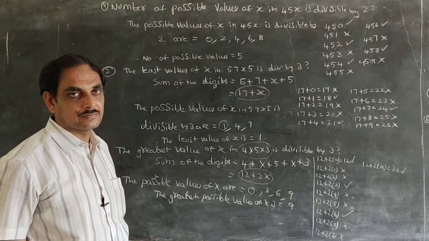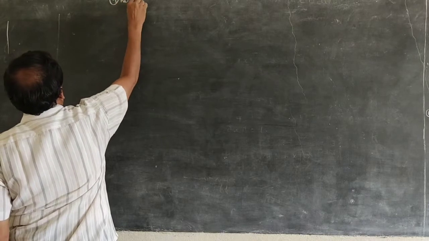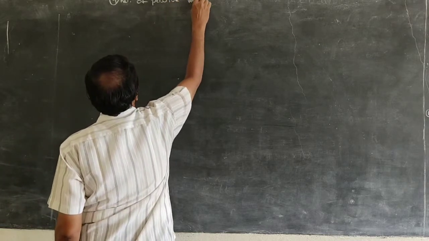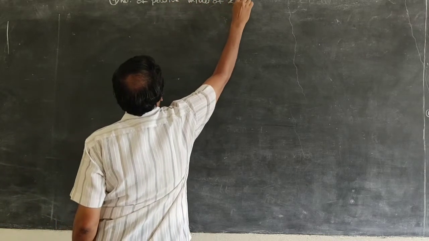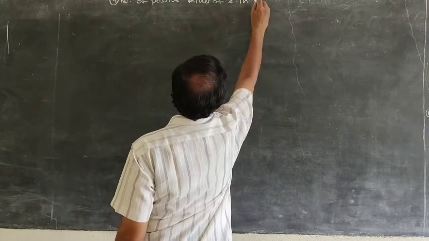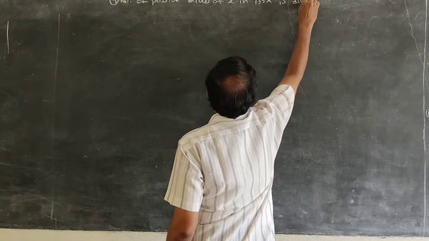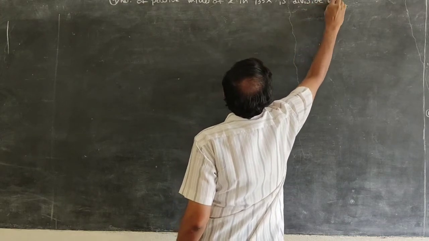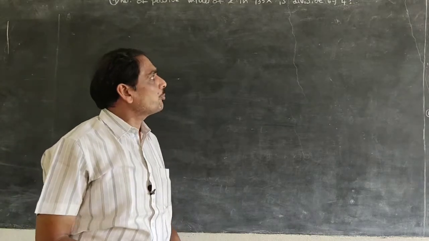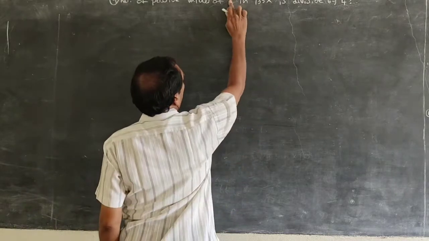Next, fourth: number of possible values of x in 735x is divisible by 4. So this is the next problem. Number of possible values of x in 735x is divisible by 4.